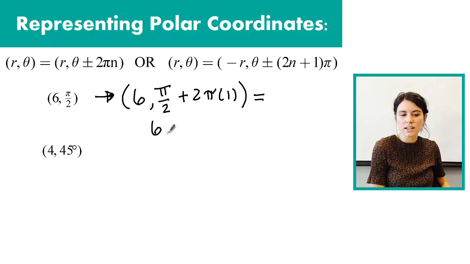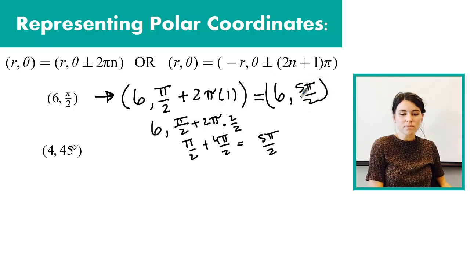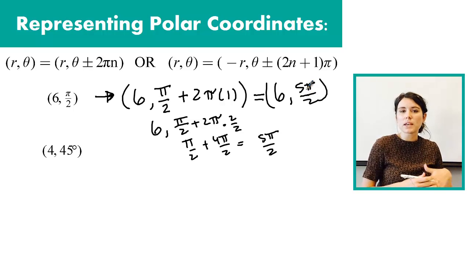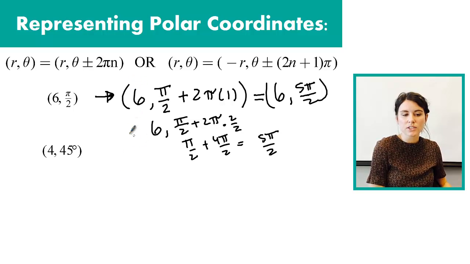So that's going to give me 6 comma pi halves plus 2 pi. 2 pi and pi halves cannot be added because they don't have common denominators. So I am going to multiply this by 2 over 2. So that's going to give me pi halves plus 4 pi halves. So it's going to give me 5 pi halves as my angle, and then r stayed the same. So this is the same as 6, 5 pi halves. And again, this angle will change an infinite amount of times because it's a coterminal angle, so it's just going around the circle an infinite amount of times. That's where the 2 pi comes from. So that's for the first one.